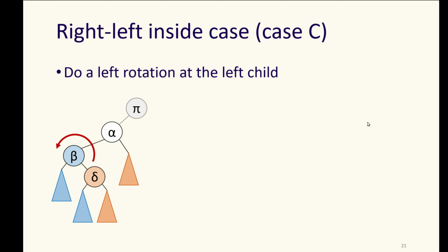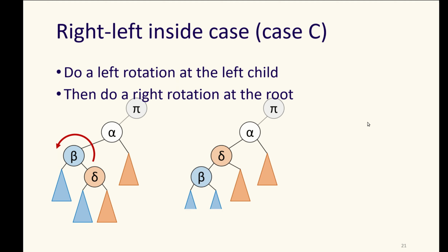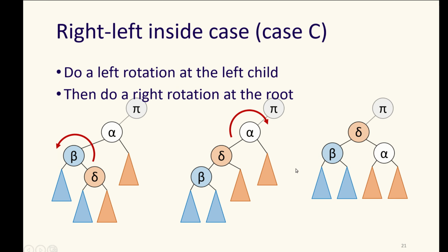The inside cases can get more complicated. If we have the right-left inside case, which we called case C up in our labeled system for this, we need to do a left rotation at the left child, then do a right rotation at the root alpha. This allows us to sort of prepare the nodes to the left of alpha here to be able to do a swap that will actually make them balanced out again, as you can see in the final result. So it's very nicely balanced in this example.